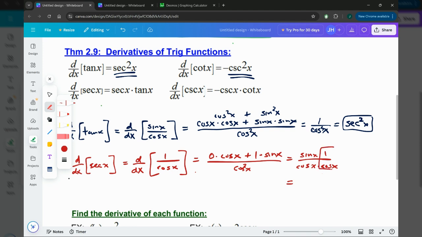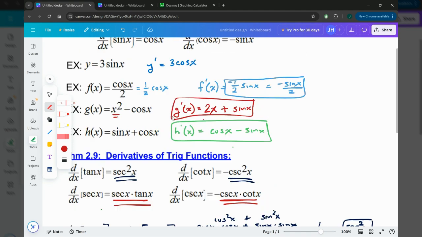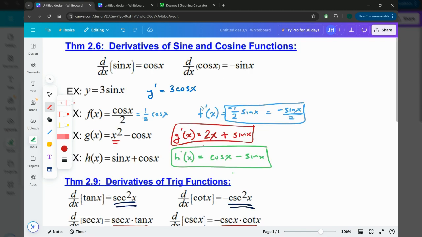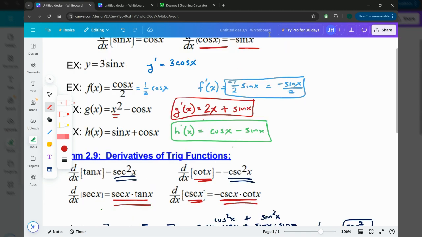And take a look at this. The 1 over cosine, there is your secant of x. The sine over cosine is tangent of x. So the derivative of secant is secant times tangent. And we could do a very, very similar proof to show that the derivative of cosecant is negative cosecant of x, cotangent of x. Hey, did you notice when we look at our formulas, anything that has cosine, cotangent, cosecant, they all have a negative derivative. So that might help you remember your derivative functions.